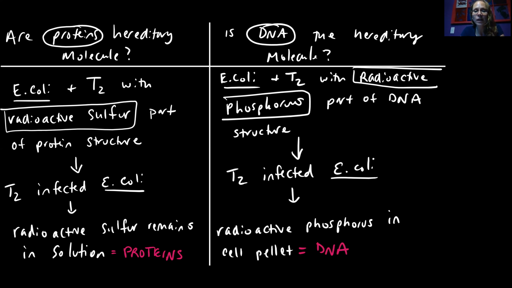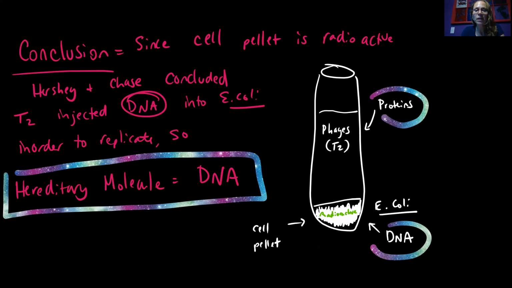Whereas in the radioactive phosphorus flask, the radioactivity is with the DNA molecule, and that's going to be in the cell pellet. So the fact that the DNA is the part that's radioactive and it's down in the cell pellet tells us that that is the molecule that was actually injected into the E. coli.